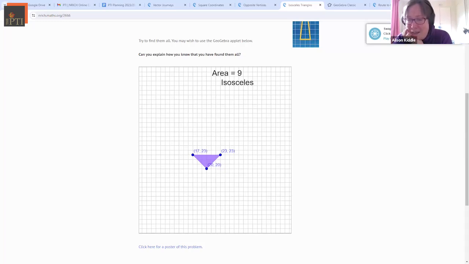So, but yes, if we're restricting it to just integer points on the grid, how will I know that I found them all? Okay, maybe I should scribble a bit. Let me share my screen.